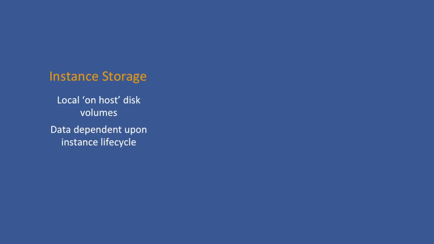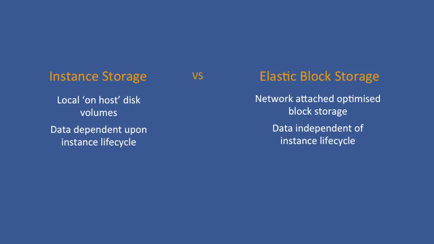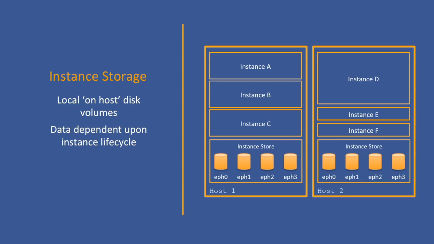So instance storage is essentially local on host within our physical host within the AWS environment disk volumes, and the data on those disks is dependent upon the instance lifecycle, versus elastic block store, which are network attached volumes, and the data is independent of the instance lifecycle. So let's drill into those two things so you've got an absolute clarity on the difference and how you might use them. So if you look at instance storage, here is two physical hosts within our data centers, so host 1 and host 2, and on those hosts are a number of instances, A, B, C, D, E, and F.